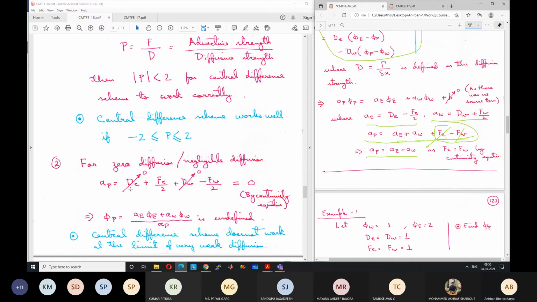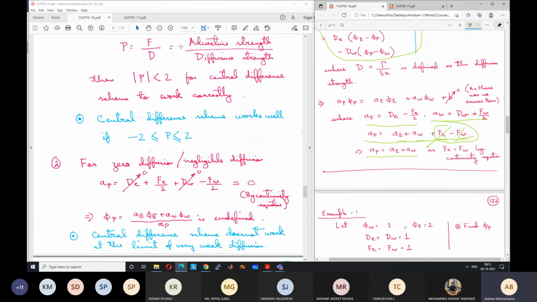If AP becomes 0, then you cannot calculate the value of phi P, because phi P is AE phi E plus AW phi W divided by AP. So it becomes undefined. So it means that at the limit of very small diffusion, the central difference scheme does not work correctly. It is the same as the previous point, basically.